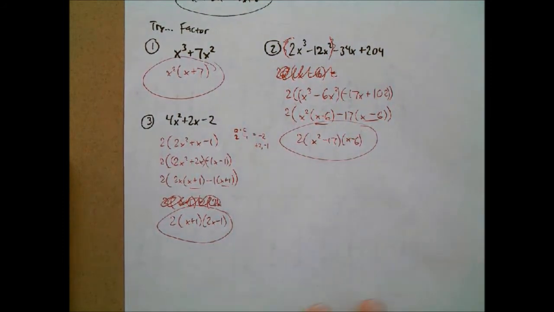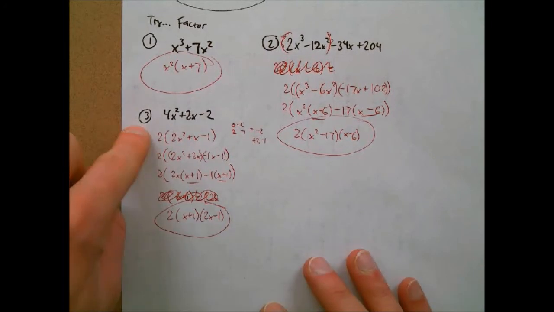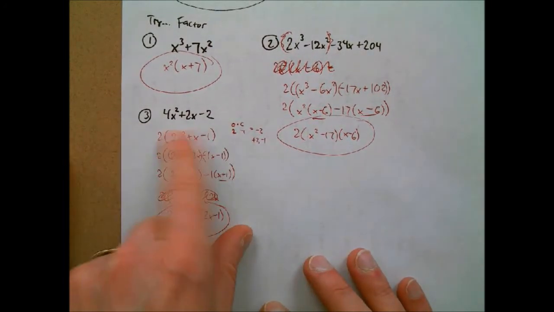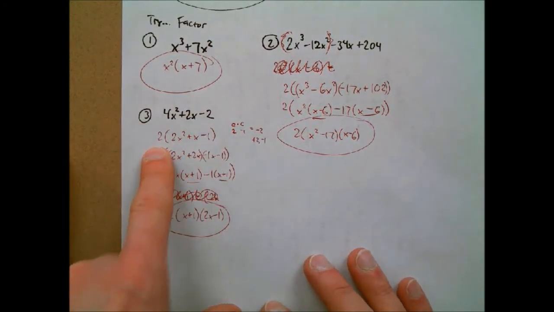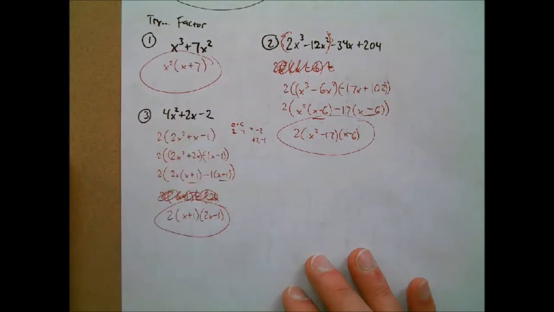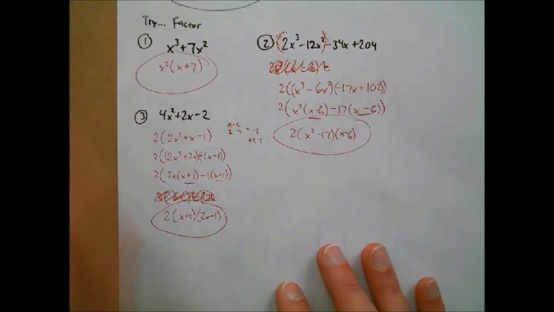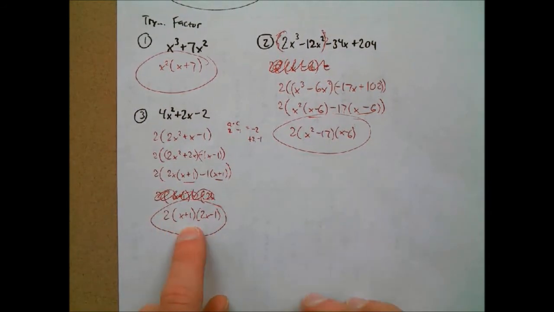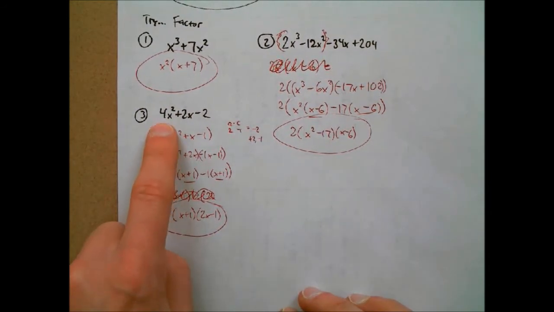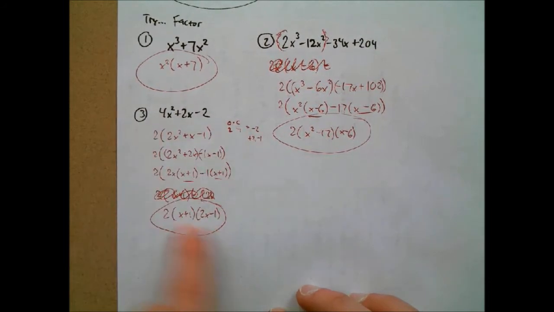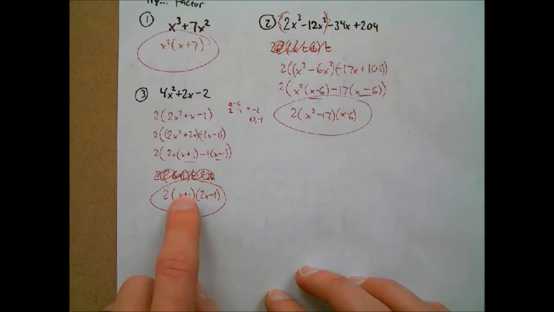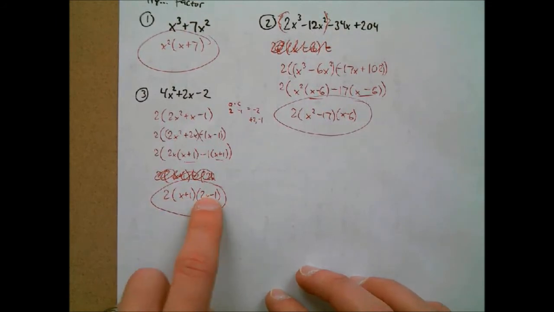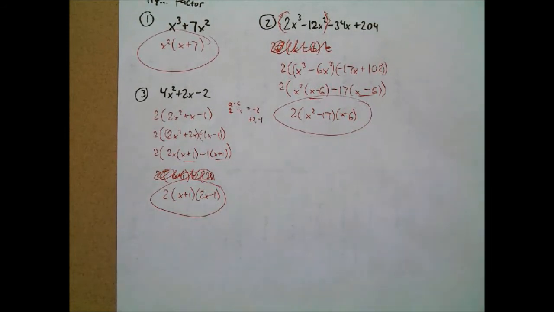And then number 3, again, I see a GCF here. They're all divisible by 2. So I took the 2 out. Some of you went right in to start factoring like a quadratic. That's fine. Either way, eventually you'll factor down to something like this. If you didn't factor the GCF out at first, yours might look slightly different. You might have a 2x plus 2 times a 2x minus 1. Or you might have an x plus 1 times a 4x minus 2. But that's the idea.